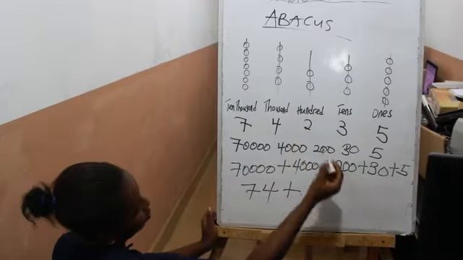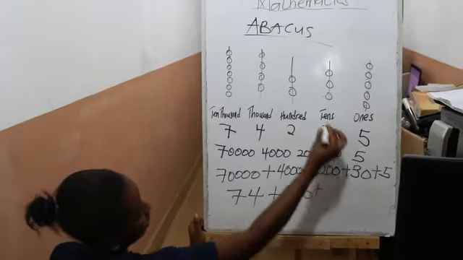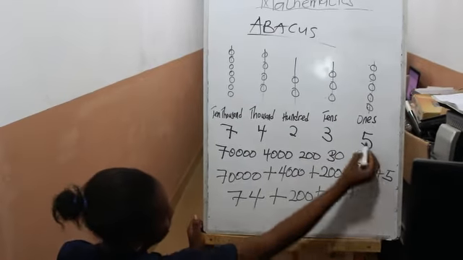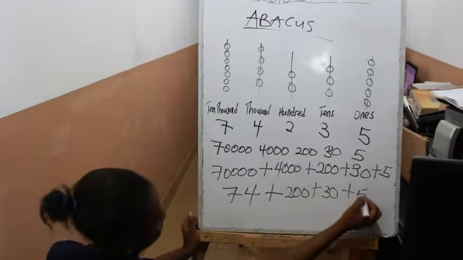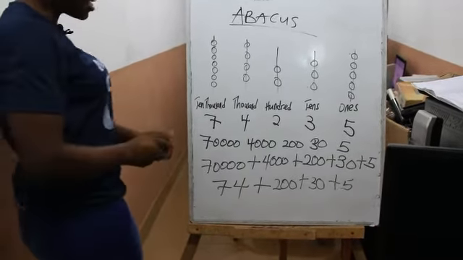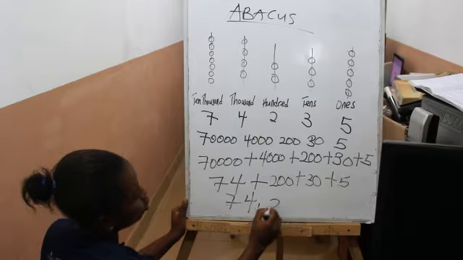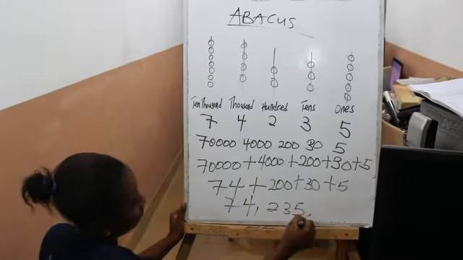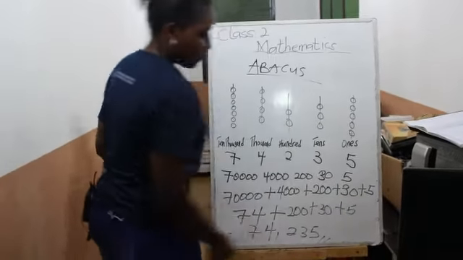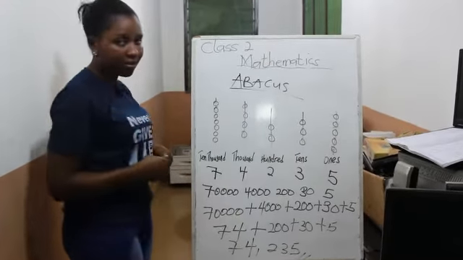74,000 plus our hundreds here, which is 200, plus our tens, which is 3 tens, making 30, plus our ones, which is 5. So let's read this abacus together. It's giving us 74,235. So this is our abacus for these numbers we have here.